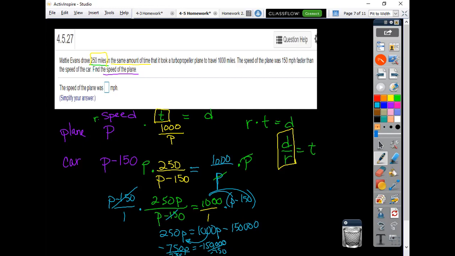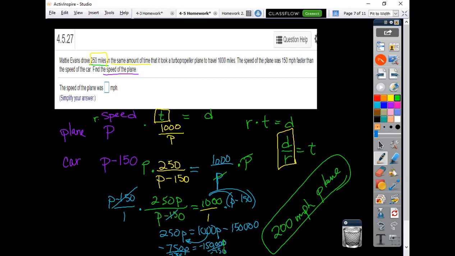And so 150,000, do it this way, we could divide them both to simplify that. And then 75 goes into the 150 part 2 times, and then add on the other 2 zeros. So I'm going to get 200 miles per hour for the plane. And I believe that is what they asked for, was the speed of the plane.